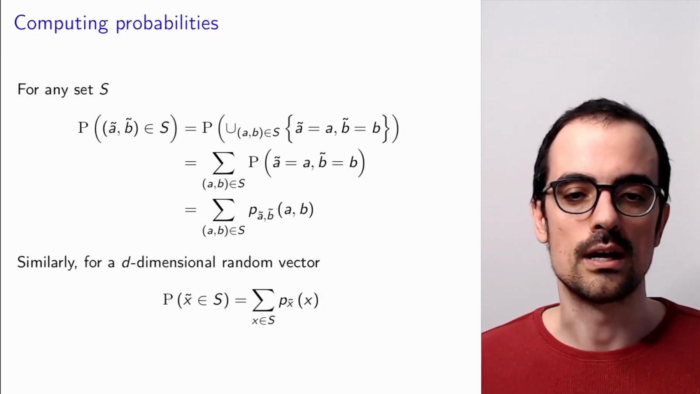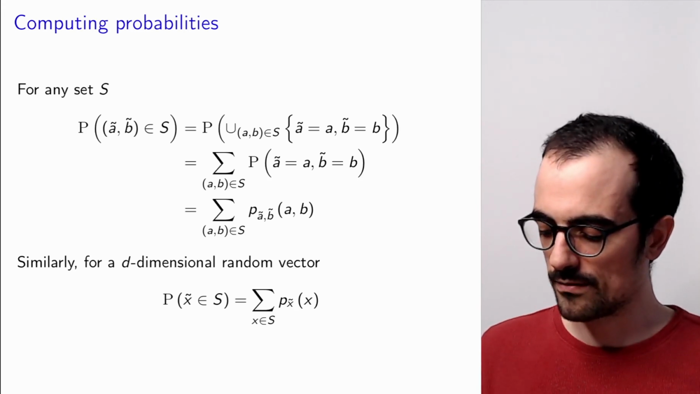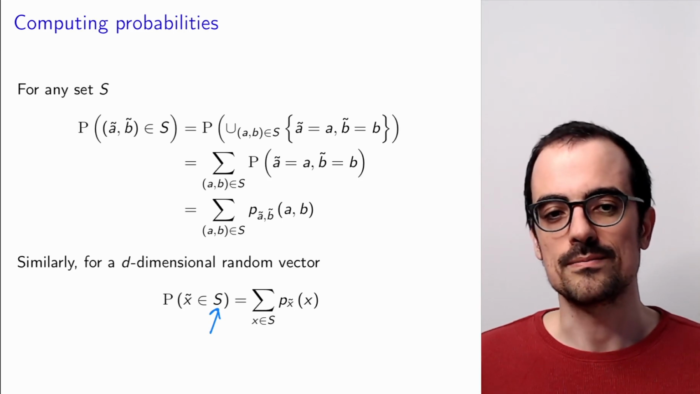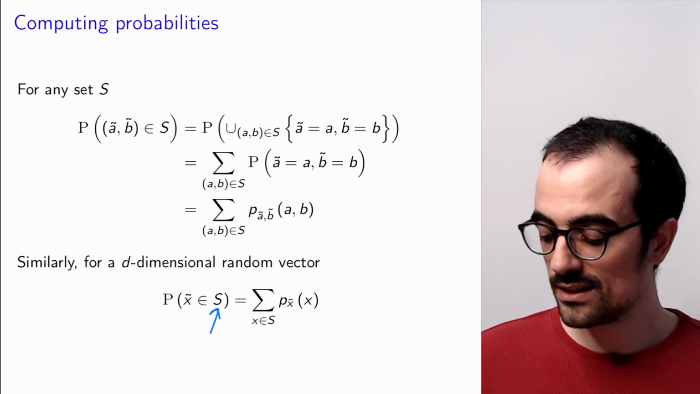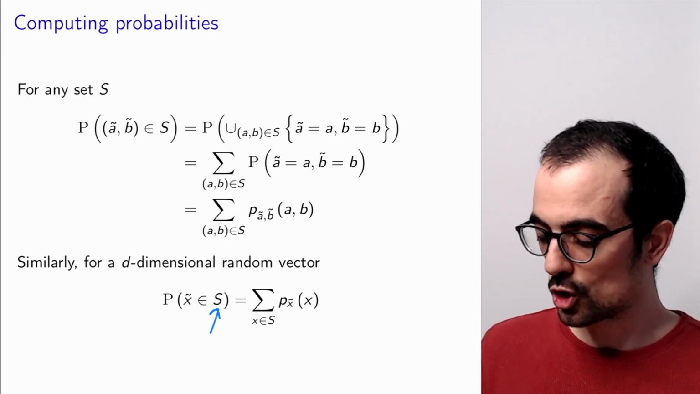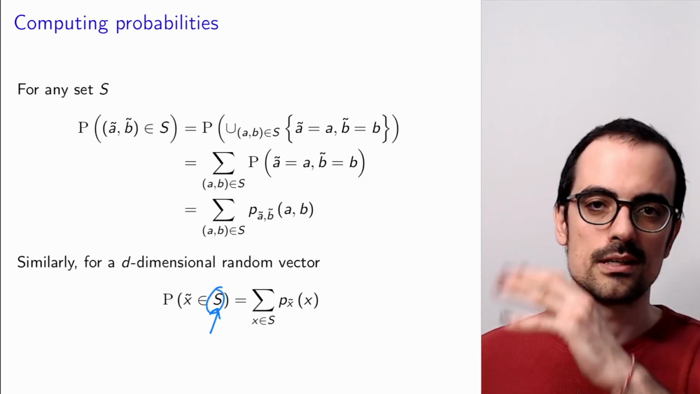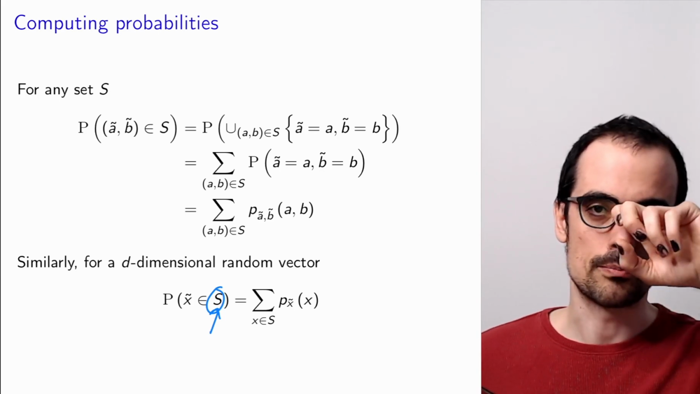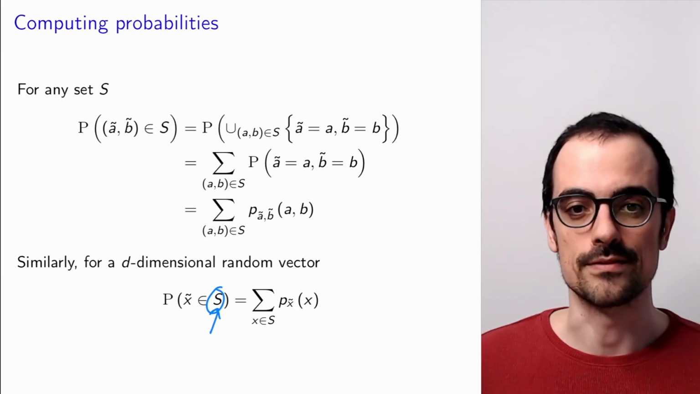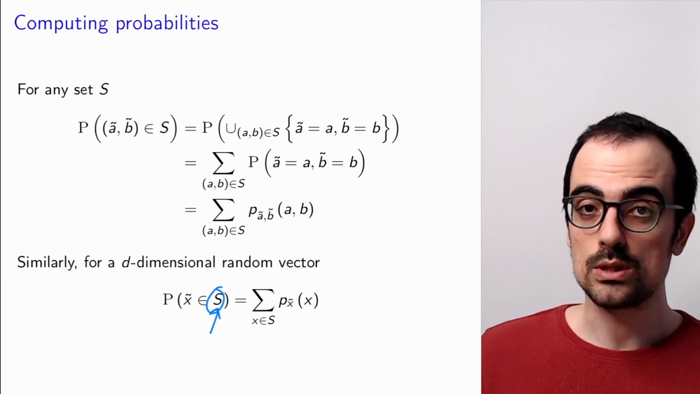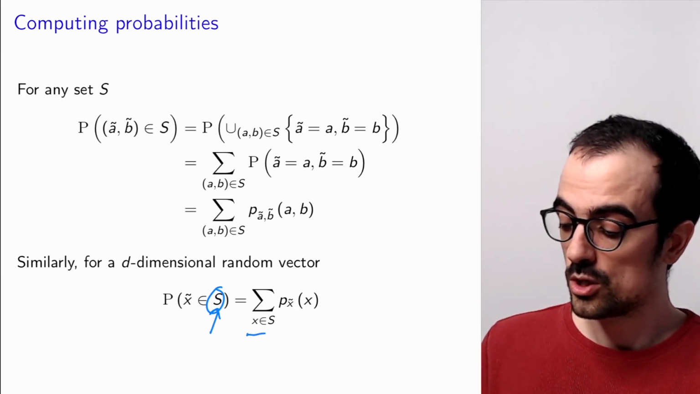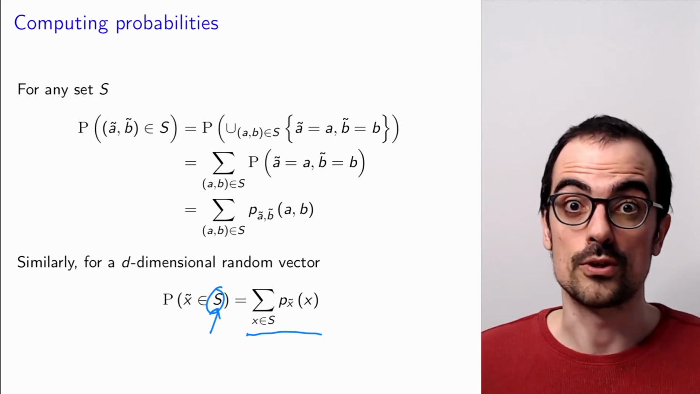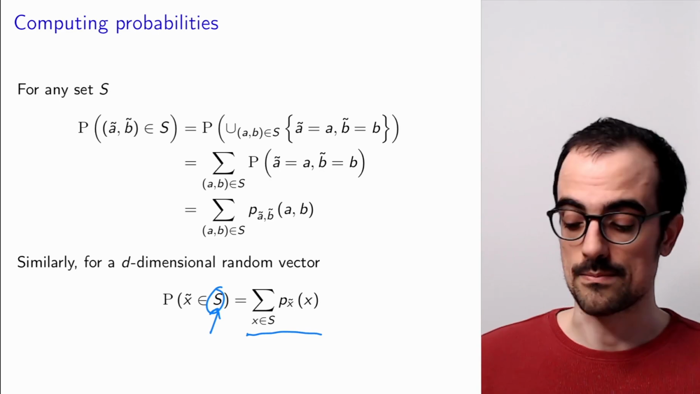Same thing for a random vector. If we're interested in the random vector being in a set, if the random vector is of dimension d, this set is going to contain different vectors of dimension d, right? We want to know the probability that x is equal to any of them. When we want to compute that, this is just equal to the sum of the joint PMF over those possible values by exactly the same argument.